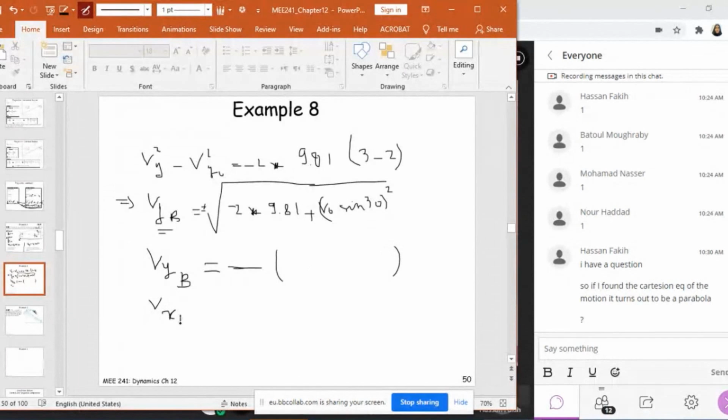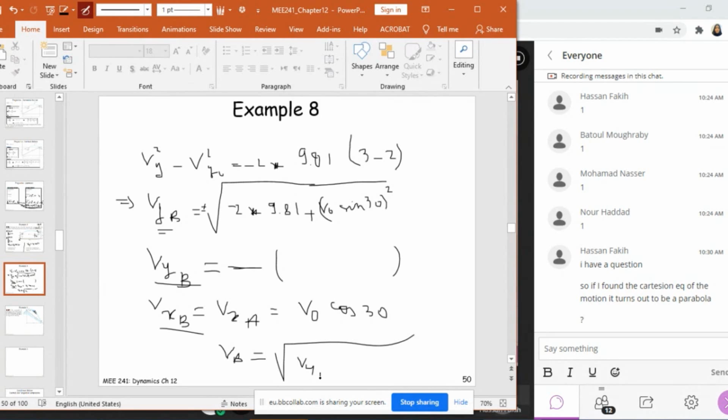Now, vxb is always constant, equal to vxa, because the acceleration in the horizontal direction is 0, and this vxa will be v0 that I found earlier, v0 cosine 30. Now, I know vyb and I know vxb, I can find vb. So vb will be equal to radical vyb squared plus vxb squared. That's it all. All right?